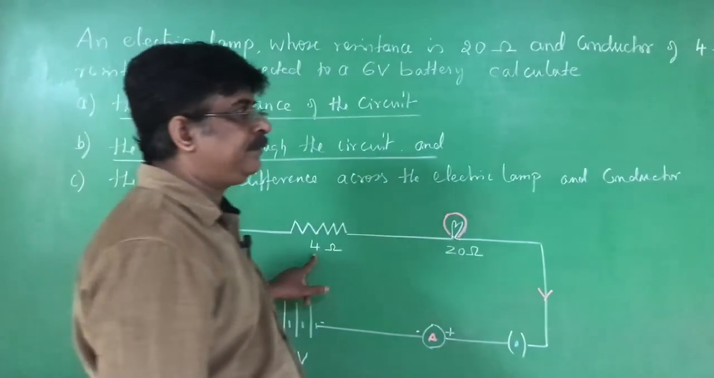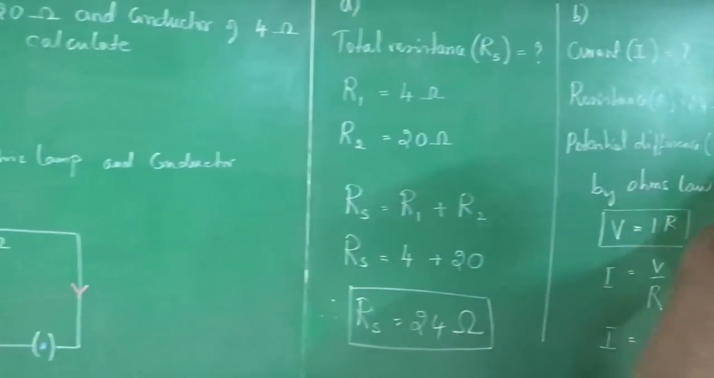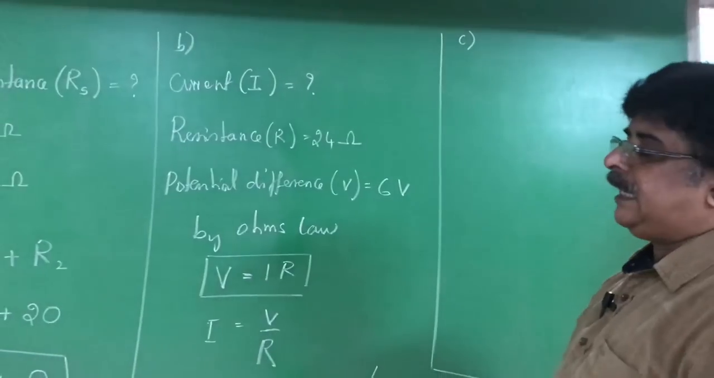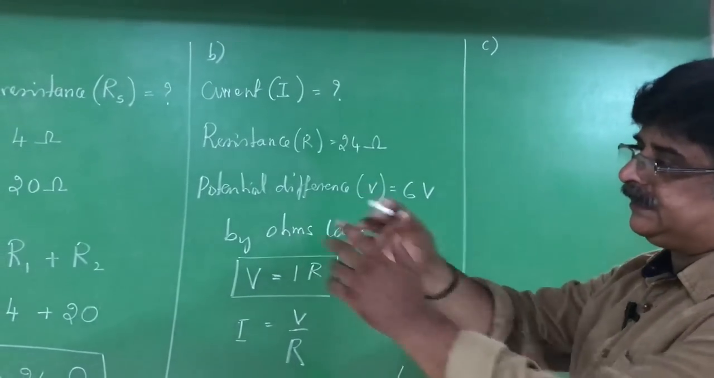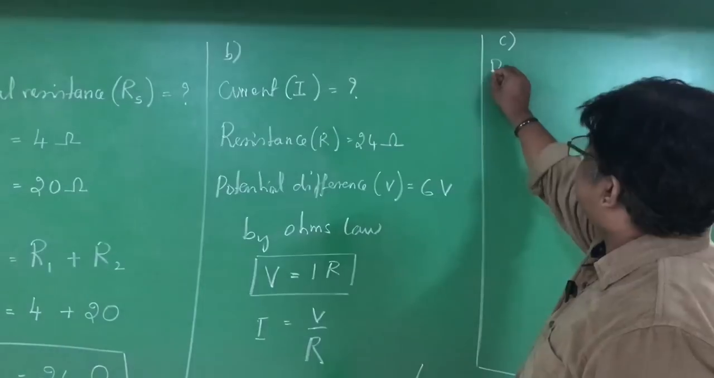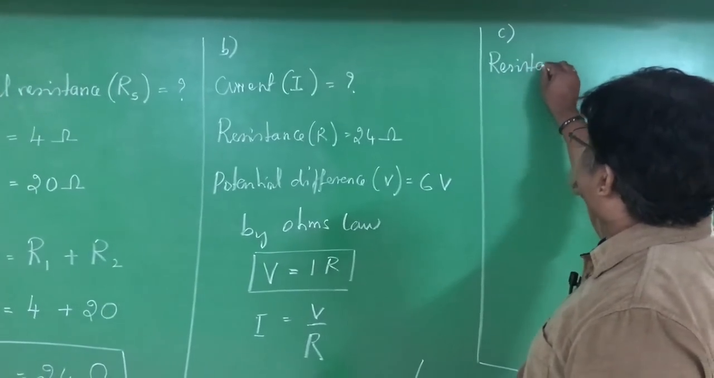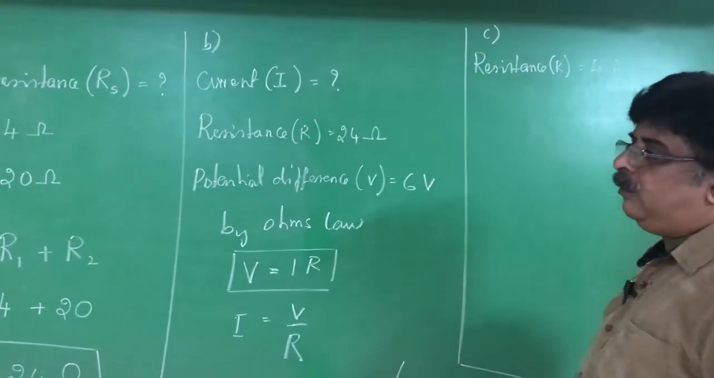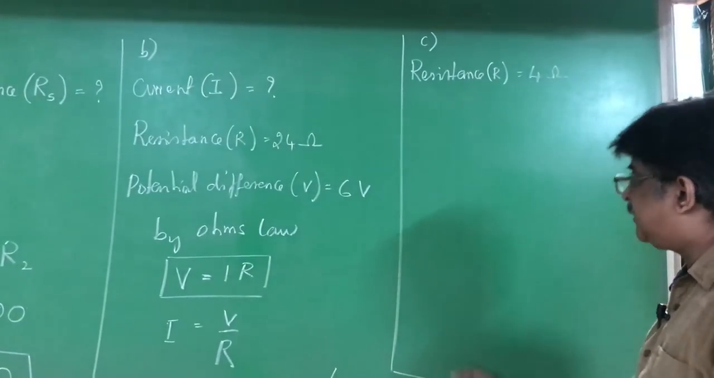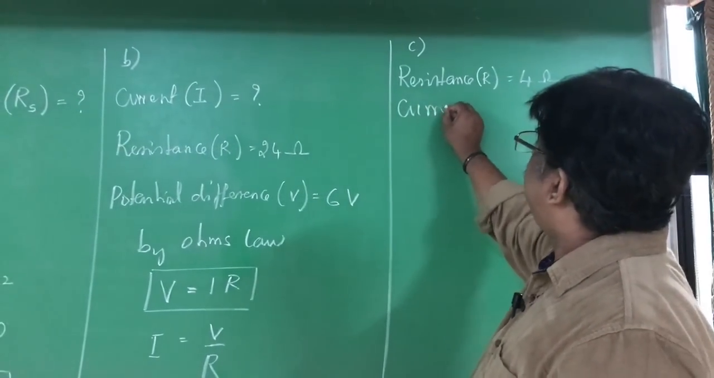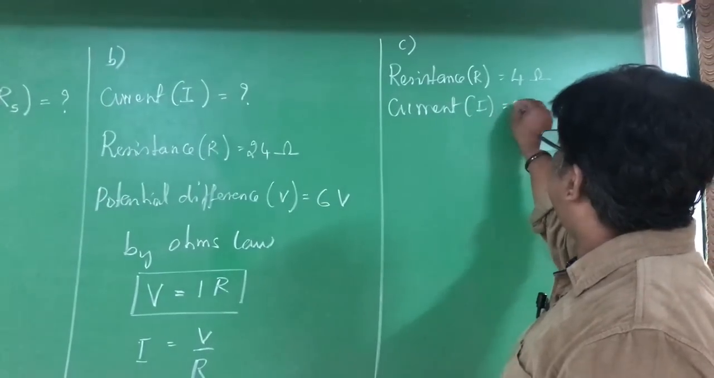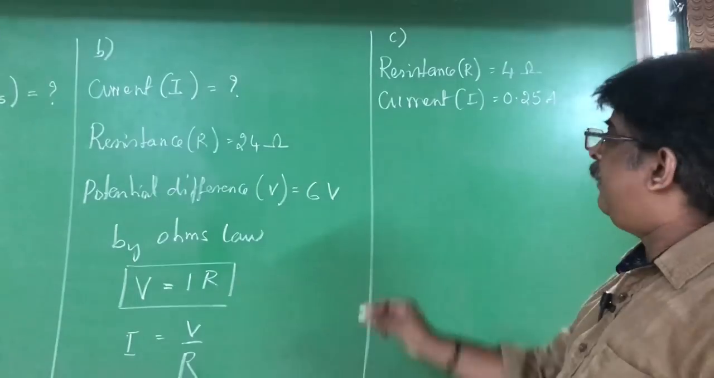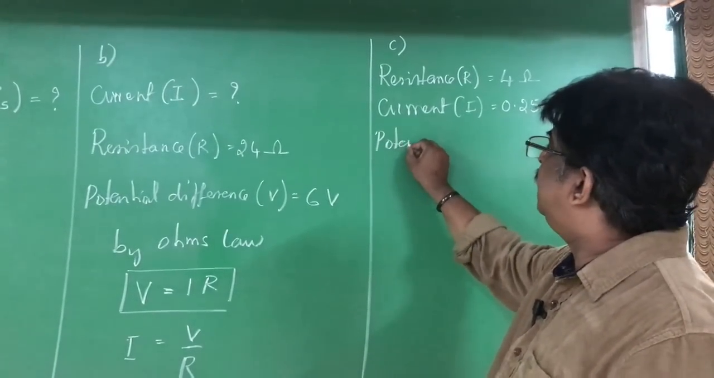We calculate this one. Now I am in the third part, part C. First I calculate the potential difference on the resistor. There the given part is the resistance of the resistor, which is 4 ohms. Current is constant. I calculated it just now. That is current I is 0.25 A.